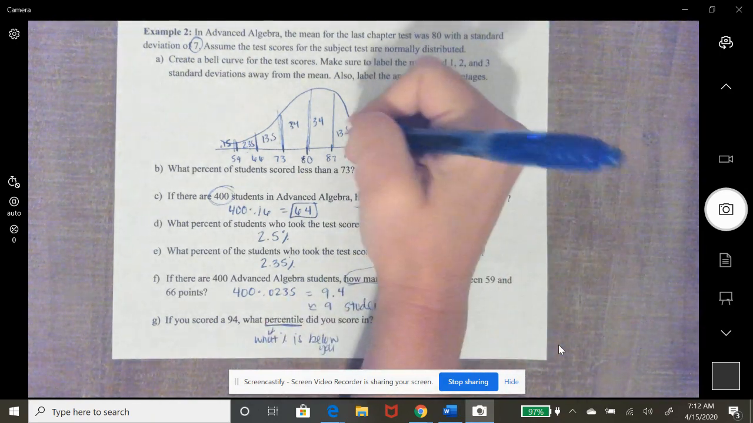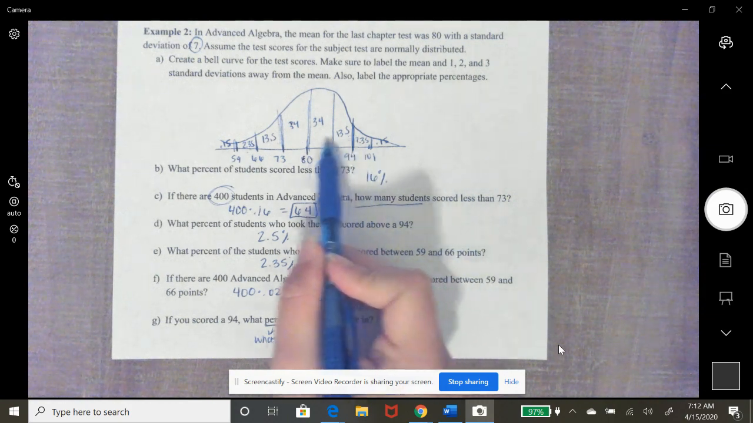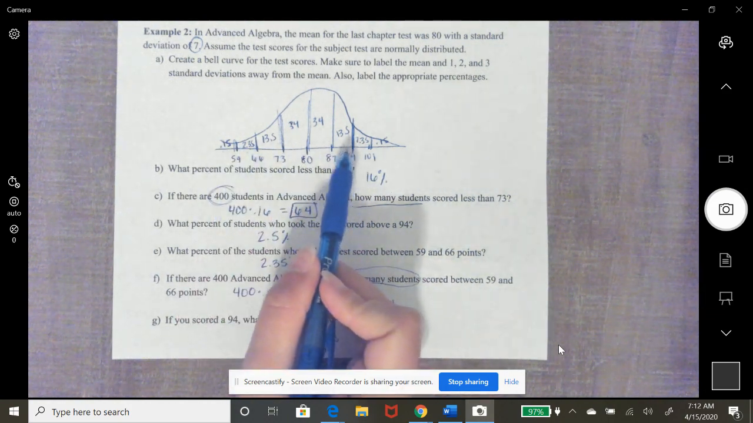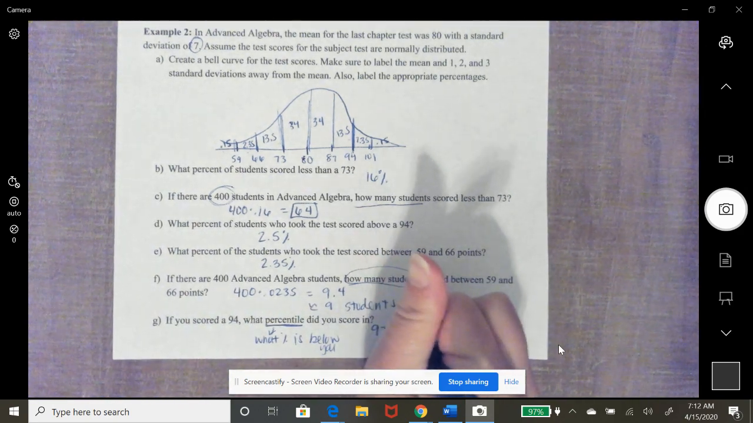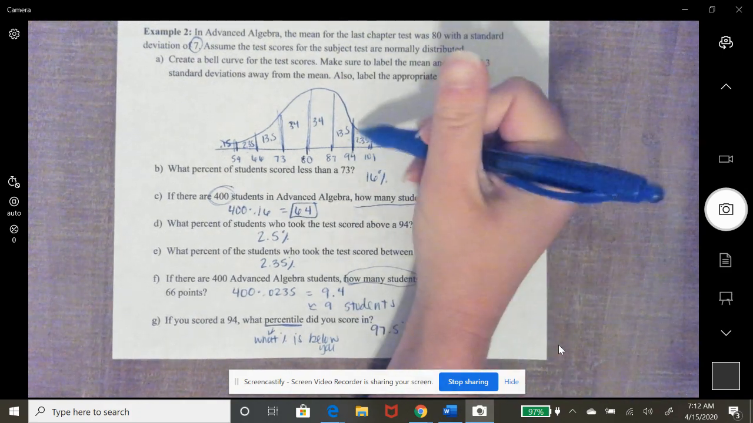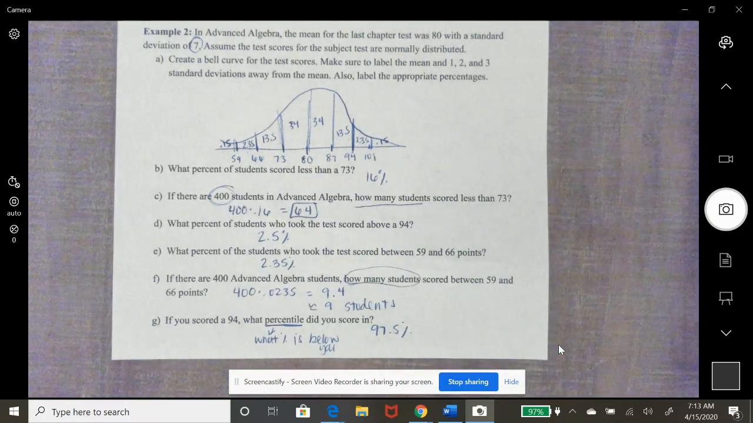So if I scored a 94, to figure out what percentile I'm in, I need to see what percent of people scored below a 94. So I need to add all of these together. So 0.15 plus 2.35 plus 13.5 plus 34 plus 34 plus 13.5. Okay, and that gives me 97.5%. So that means if you make a 94, you're in the 97.5 percentile. Okay, so if you see that question, you just add up what is below that value.